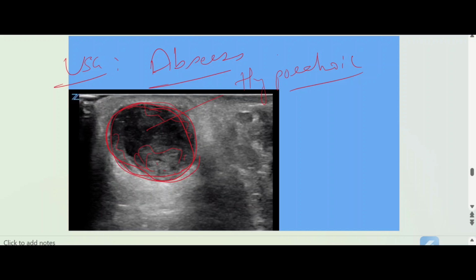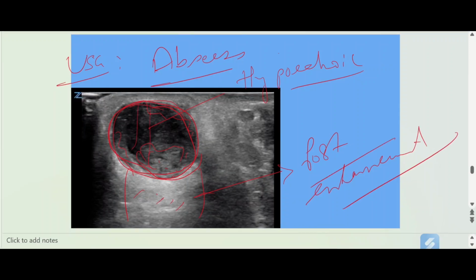And most important is posterior enhancement. Can you see? This is the abscess. Posteriorly, here you can see this is a hyperechoic area. This light area is posterior enhancement. Posterior enhancement is due to the sound waves passing freely and easily through the fluid. Because of that, posteriorly there is enhancement.